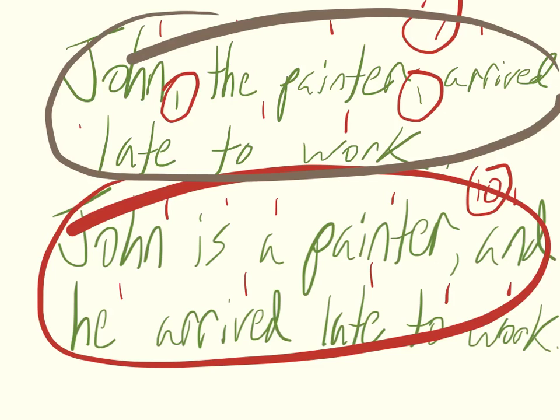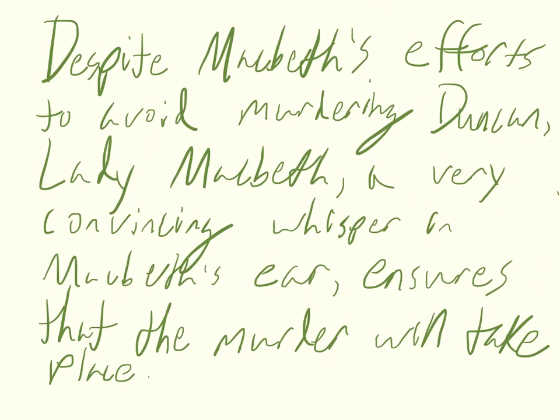Let me give you one more example before we move on. This is the most important element of this lesson, I would say. So here we have a sentence that attempts to use an appositive comma construction in a more effective or formal setting instead of John the painter. Okay. What I do here is use the appositive comma here and here. So if you look at the sentence, despite Macbeth's efforts to avoid murdering Duncan, Lady Macbeth, a very convincing whisper in Macbeth's ear, ensures that the murder will take place.